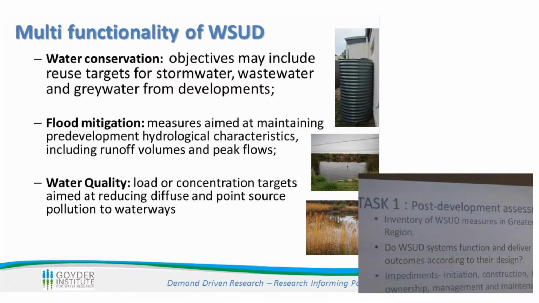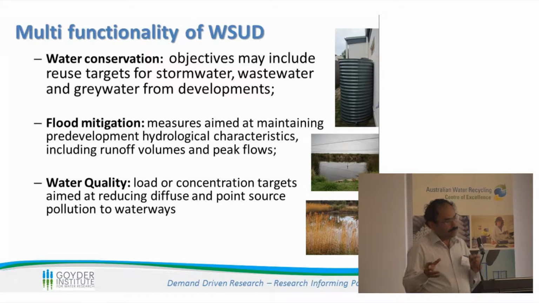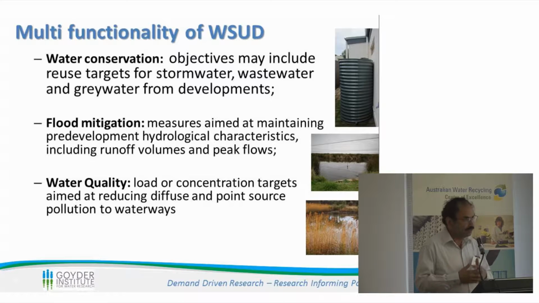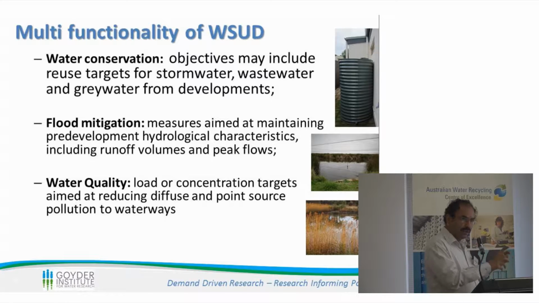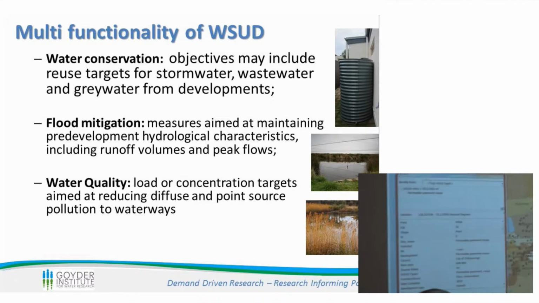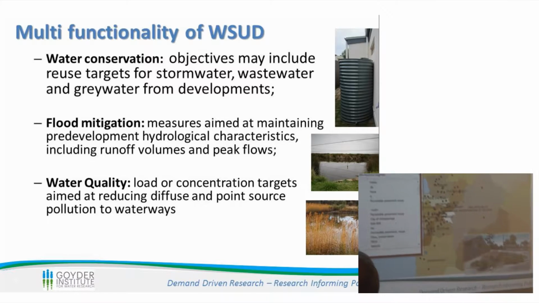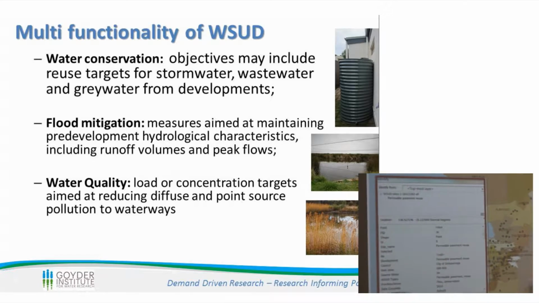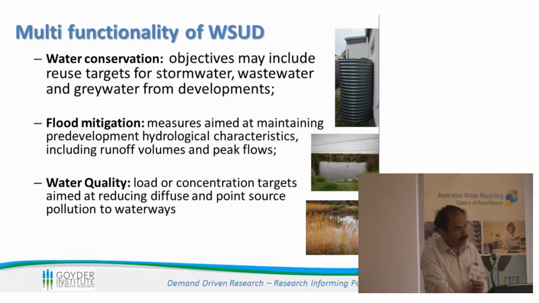In task one, we developed an inventory of what type of systems are there in the Greater Adelaide region, and whether these systems are working as they were designed for, and asked about the impediments from conceptualization to maintenance and operation, and also mapped the various stakeholders. In the first part, we investigated around 202 WSUD systems, and we have mapped them in a GIS form that will be available through the web. We are talking to the NRM board to put that on the web. A report has been developed, and that is also available on the GOYDER website.